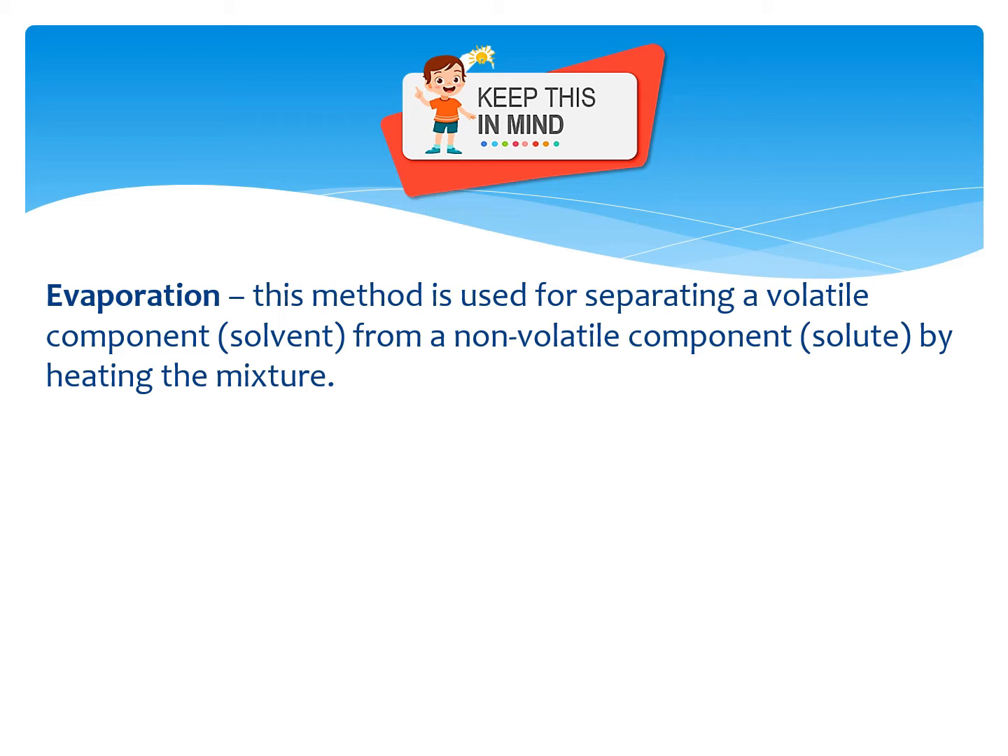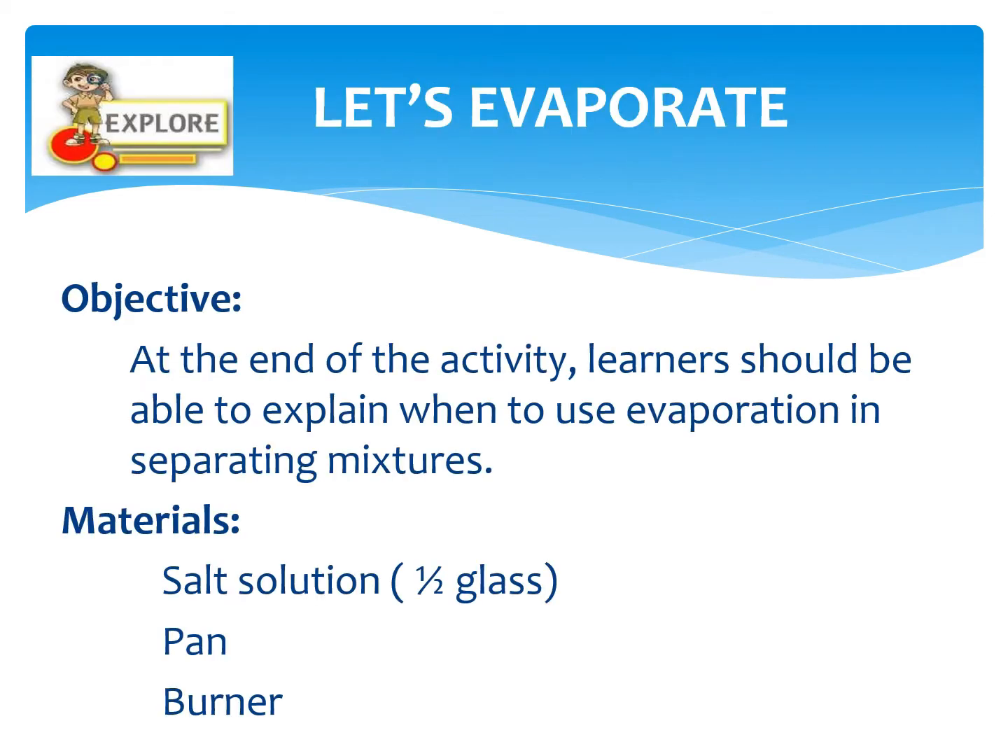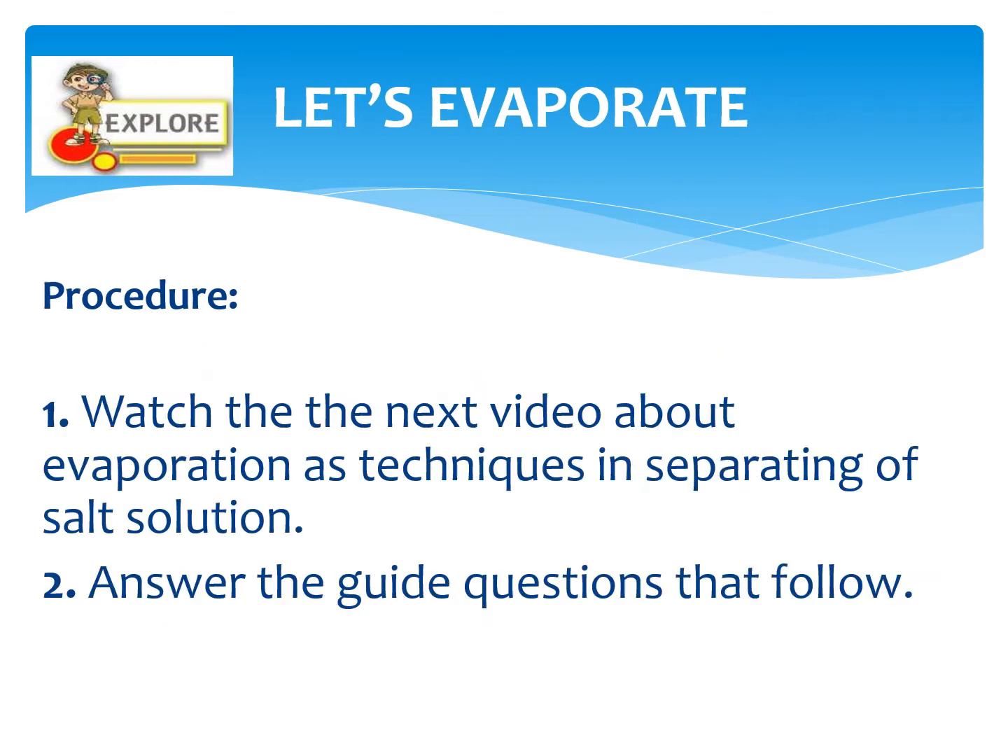Evaporation is a method used for separating a volatile component or solvent from a non-volatile component solute by heating the mixture. Let's evaporate. Next activity. Objective: at the end of the activity, learners should be able to explain when to use evaporation in separating mixtures. Materials: salt solution, 1/2 glass, pan, and a burner. Procedure: watch the next video about evaporation as techniques in separating of salt solution, and answer the guide questions that follow.